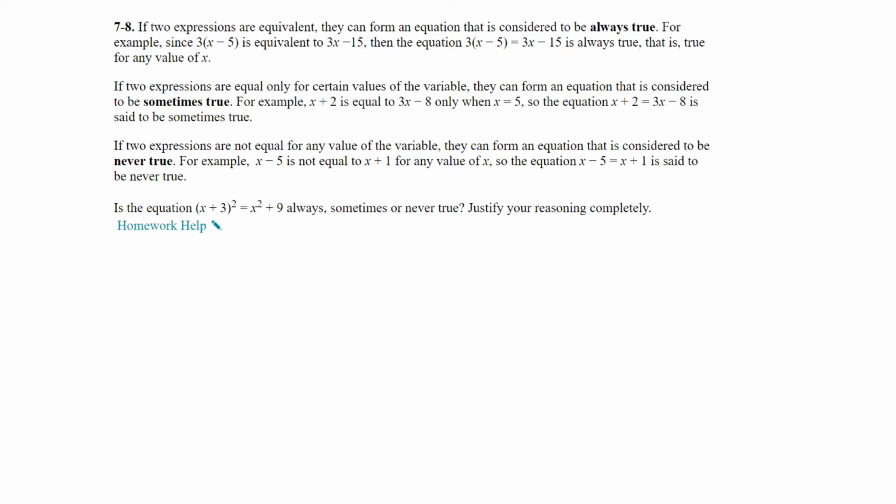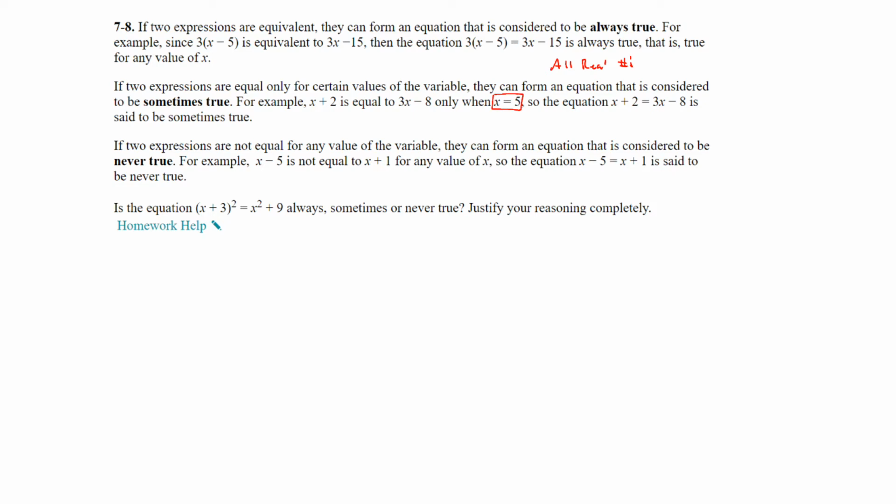So the equation x minus 5 equals x plus 1 is said to be never true. There are really three different scenarios that you can have when you're solving an equation. You have always true, which we usually say for something like this, that the solution is all real numbers. For something like the second one, when it's sometimes true, you get a specific value or values.